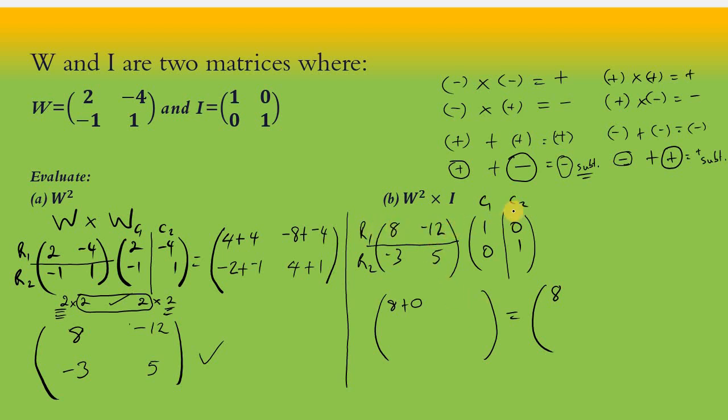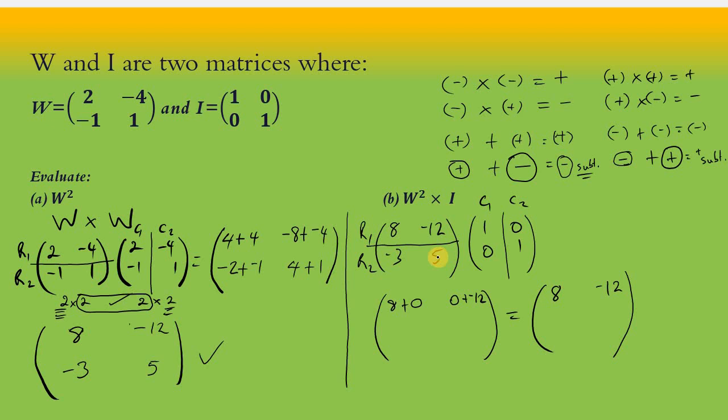Let's go again. Row 1 times column 2. 8 by 0, the first entries multiplied, gives us 0. 8 times 0 is 0. Let's multiply the second entries of row 1, column 2. So it'd be negative 12 times 1, and that would be negative 12. So that's 0 plus negative 12. And of course, 0 added to any number is going to be that same number. So 0 added to negative 12 will still be negative 12.